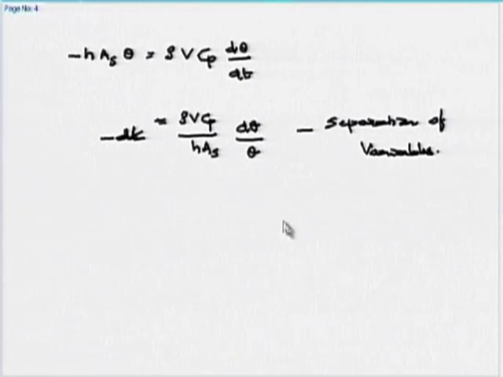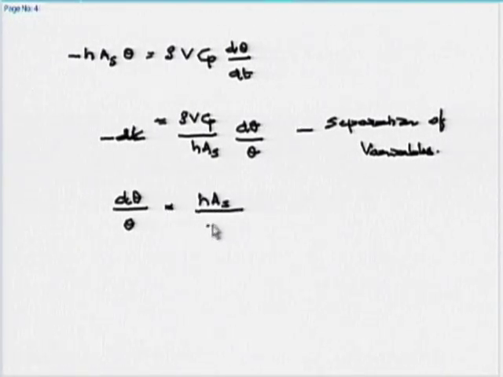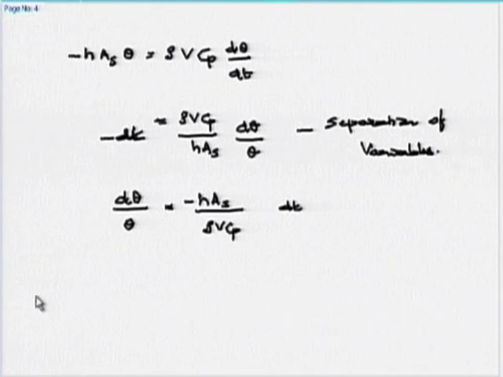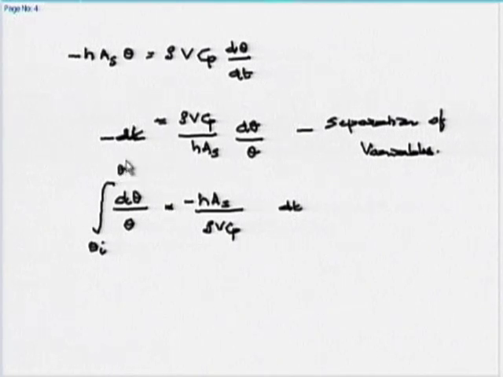So, now let me have a look at this rho V C p by h A s. Let us first integrate this. If I integrate this between the limits, let me write this a little differently: d theta by theta is equal to minus h A s upon rho V C p into dt. Let me integrate this between the limits theta I to theta and time 0 to some time t.